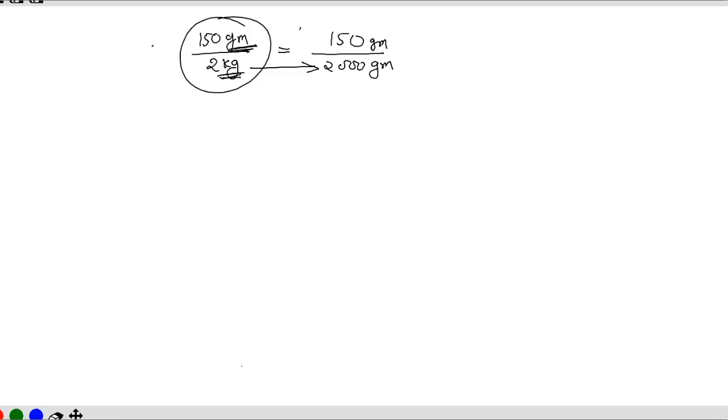Now I will simplify, because you remember that we have to write it in the lowest term. So this will be written as 3 upon 40. This is the simplest form. That is, the ratio between 150 grams and 2 kg is 3:40.